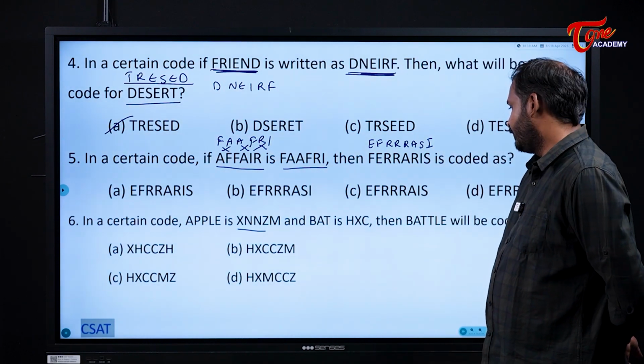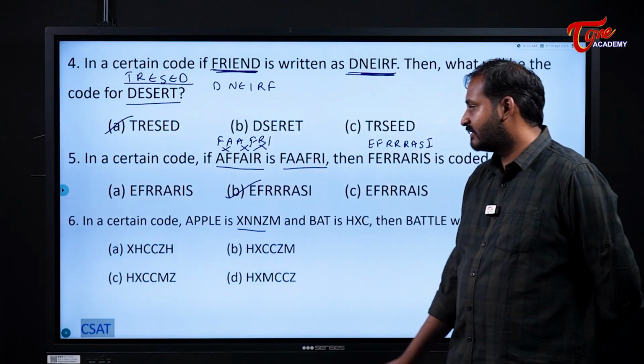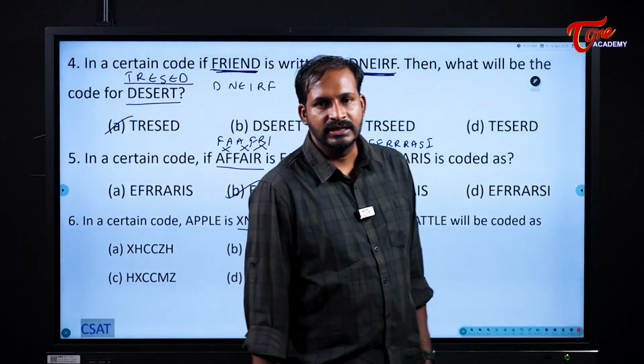Okay. EF triple R ASI. EF triple R ASI. So our answer here will become option B. Option B will be our answer here. Okay. See the next one.